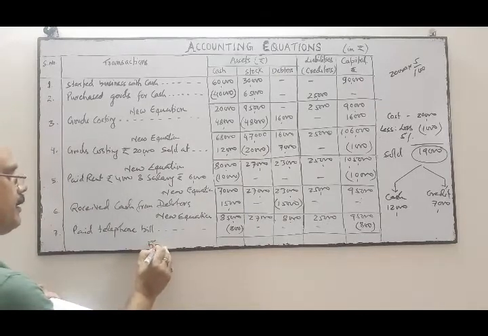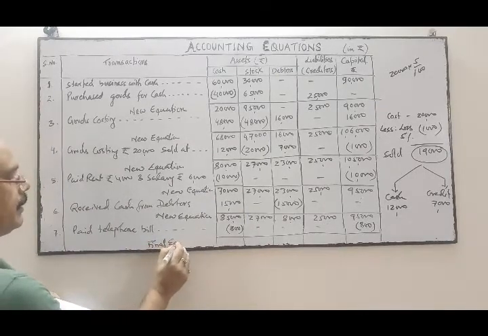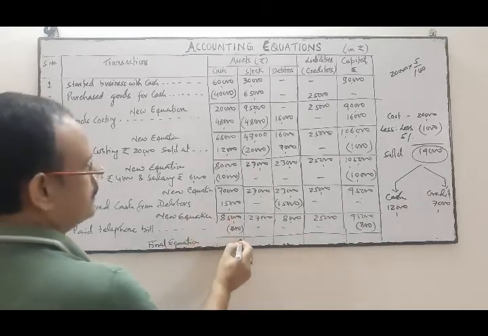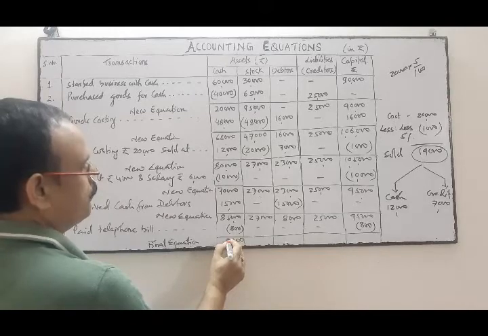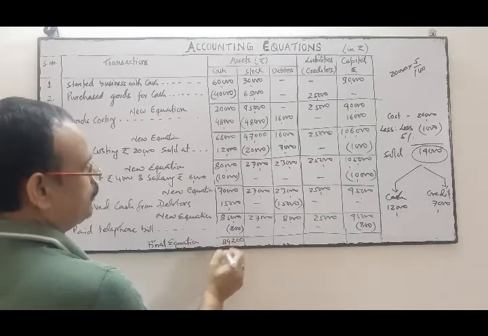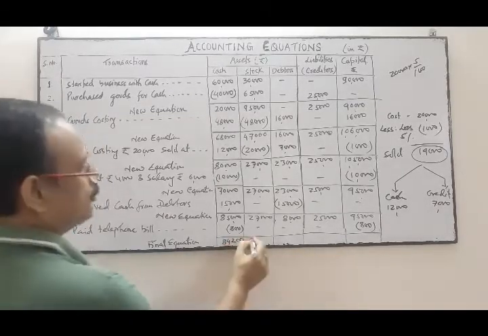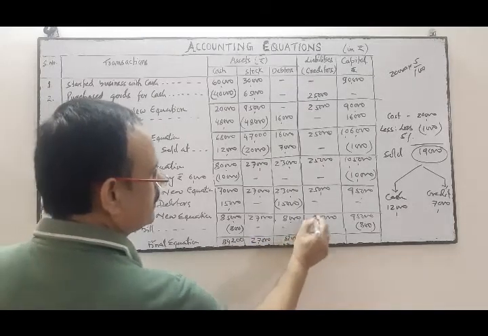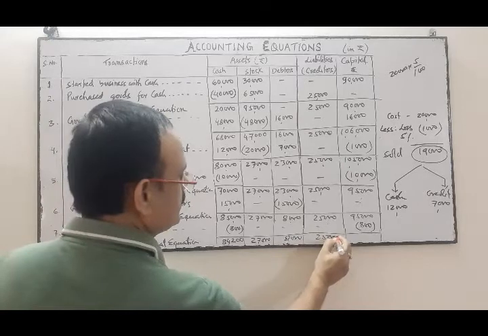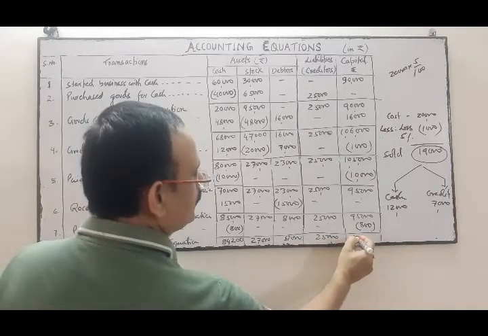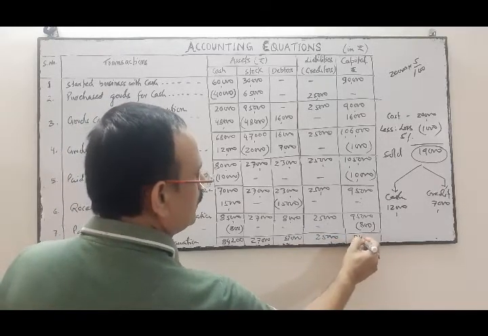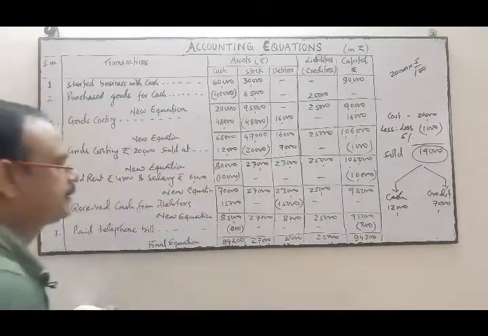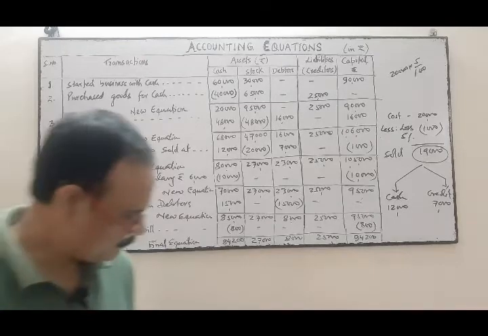So the final equation is 84,200, 27,000 as it is, 8,000 as it is, the previous figure, 25 as it is, and here 94,200. This is the final equation.